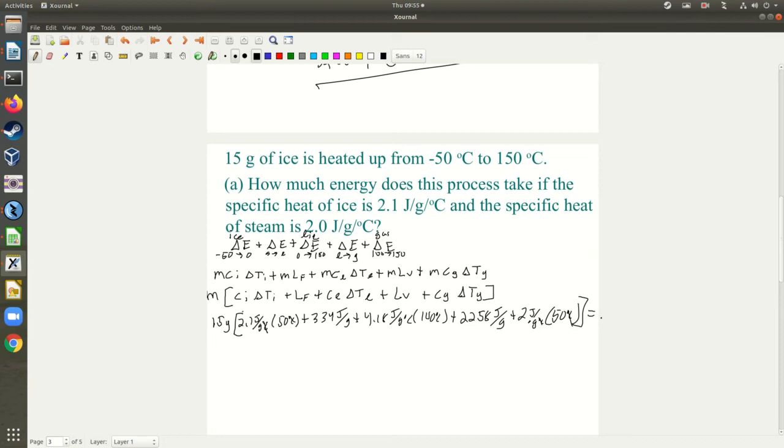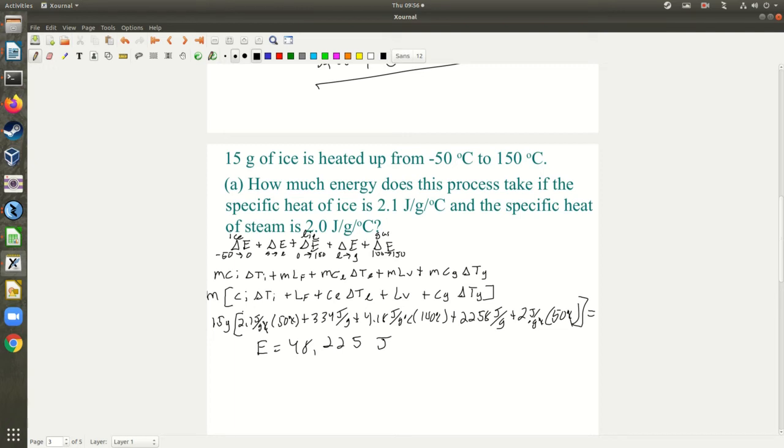So, putting in my calculator real fast, 2.1 times 50 plus 334 plus 4.18 times 100 plus 2258 plus 2 times 50, multiply that by 15, I get around 48,225. Alright, so the energy, 48,225 joules. Okay. So that's the energy needed.